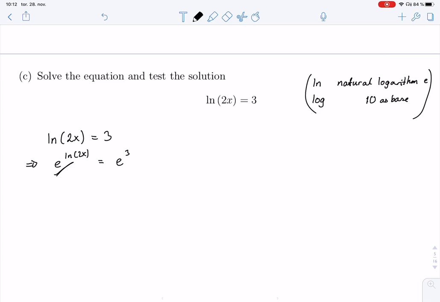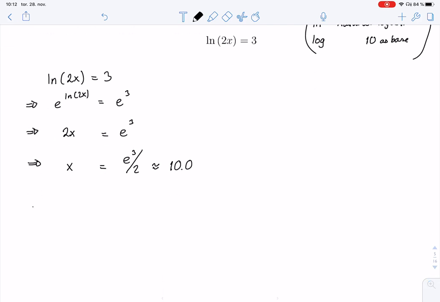E and ln kind of cancel each other. So I get 2x equals e to the third. So I get x equals e to the third divided by 2, which is, if you put it into a calculator, 10.0 approximately.